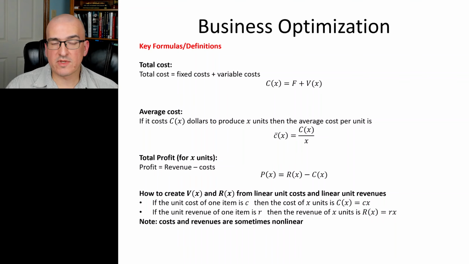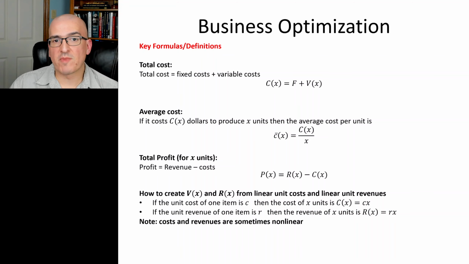And then another formula is the total profit. Profit is defined as how much money you bring in minus how much money goes out. Your revenues minus your costs. You might have several revenues and several costs. So your total number of revenues minus your total number of costs, that's your total profit. We would put all of our revenues together and call them capital R of x, put all of our costs together and call them capital C of x.